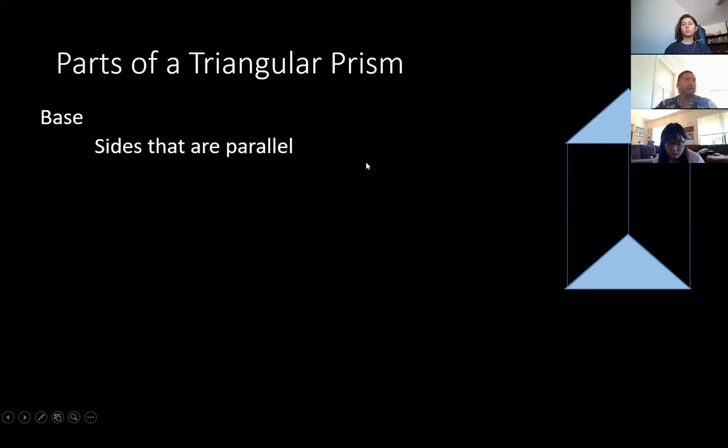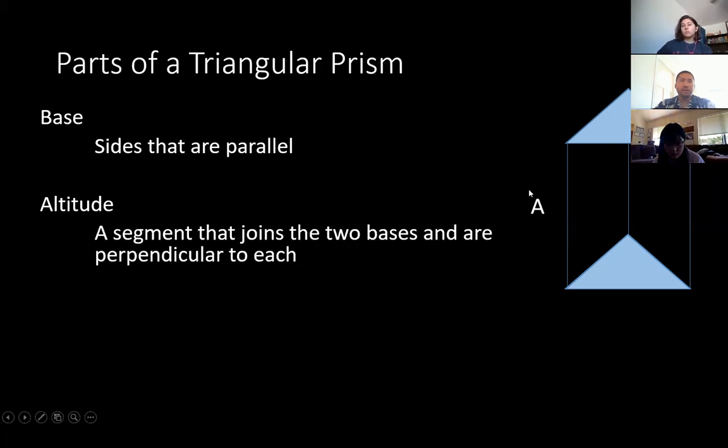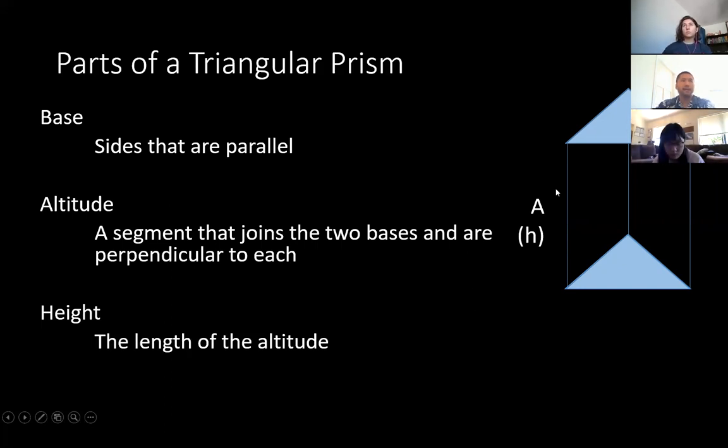So the bases are my two triangles, and the altitude is the segment joined in between my two bases. Then how long is the altitude? That will be my height. The length of the altitude is my height. Remember the key features? You've got two bases that are triangles. Then all your sides will be your lateral faces, which is three of them because a triangle has three sides. Those three lateral faces. Then you have three lateral edges.